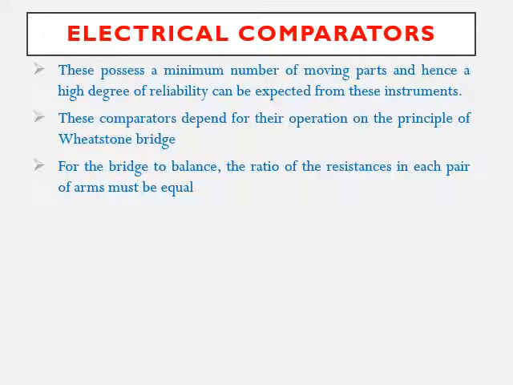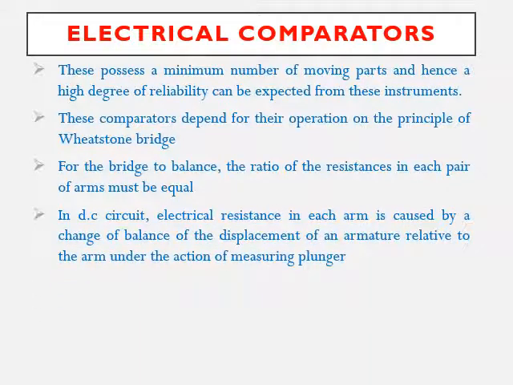In the Wheatstone bridge, to balance the bridge, the ratio of the resistances in each pair of arms must be equal. It is generally like R1 by R3 is equal to R2 by R4, if R1, R2, R3, R4 are connected in a square manner, and R1 and R3 are opposite resistors, and R2 and R4 are opposite resistors.